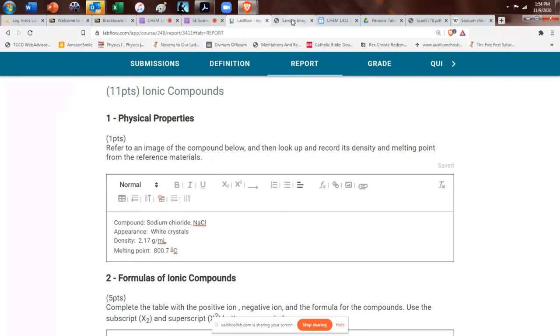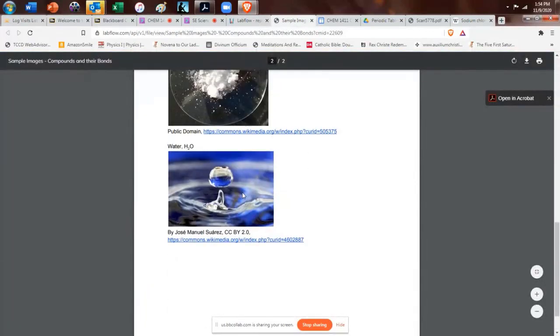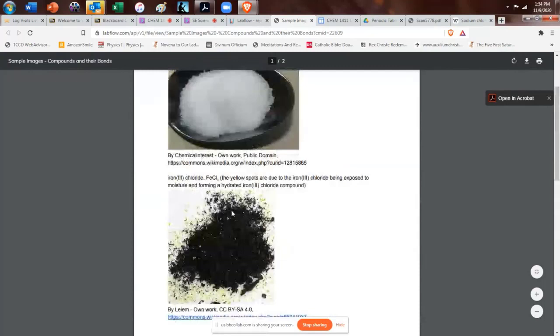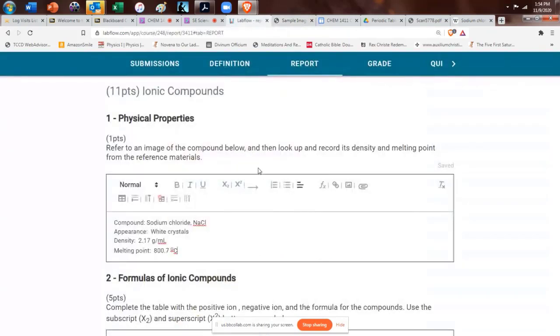So there's reference materials in the actual labs of the sample images here. There's an image of water, there's an image of potassium carbonate, there's an image of iron chloride. And as far as the other reference materials it's referring to, it might also have this up on other things, but you can also look it up on the internet.